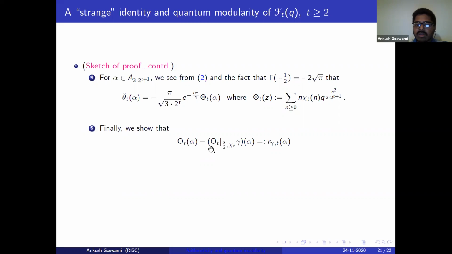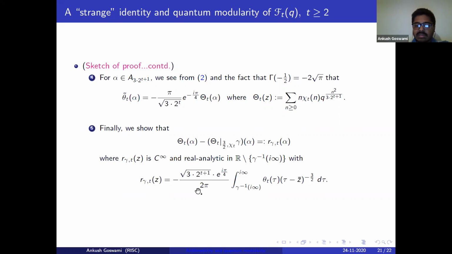And then finally you show that this θ̃_t(α) satisfies this transformation: θ̃_t(α) minus θ̃_t slash, so this is the Petersson slash operator, θ̃_t slash (3/2, χ_t)(γ)(α) is r_{γ,t}(α), and this r_{γ,t}(α) is a C^∞ function and is real analytic in this set, and it is given by this integral. Yeah, so I think this completes the proof.